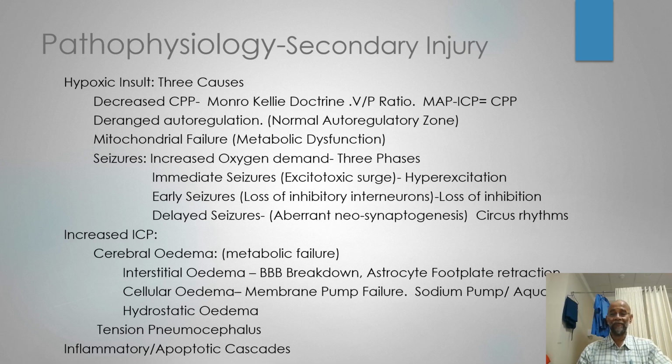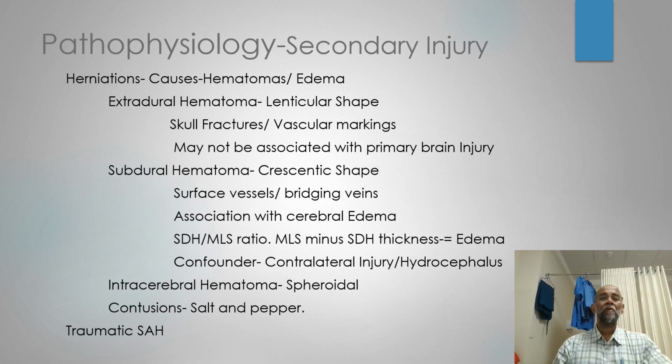Activated macrophages enter the brain interstitium, producing further inflammatory cascades. Apoptotic cascades involving caspases will result in continued neuronal damage long after the actual injury is over. Secondary injury also involves herniations. The primary cause of herniations is hematomas, because when there is a hematoma on one side, or in one chamber, it pushes the brain across to other chambers.